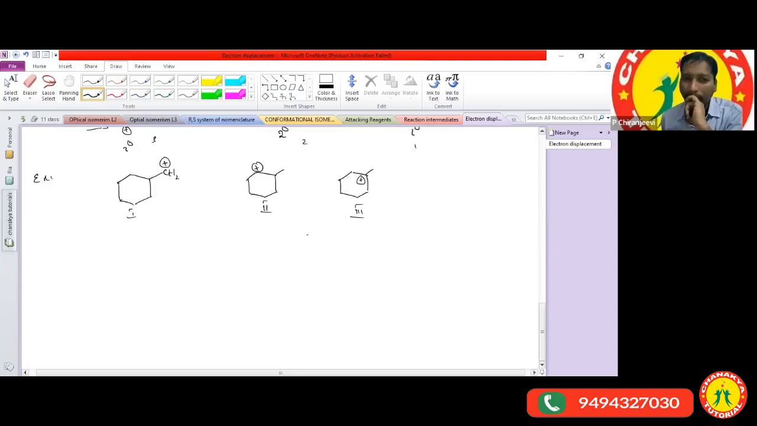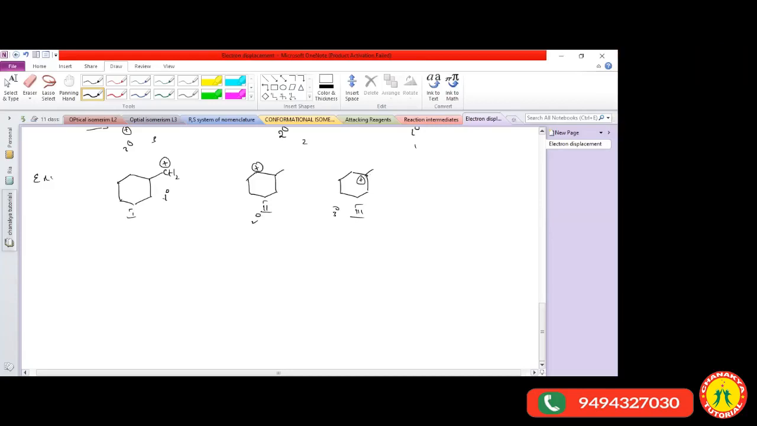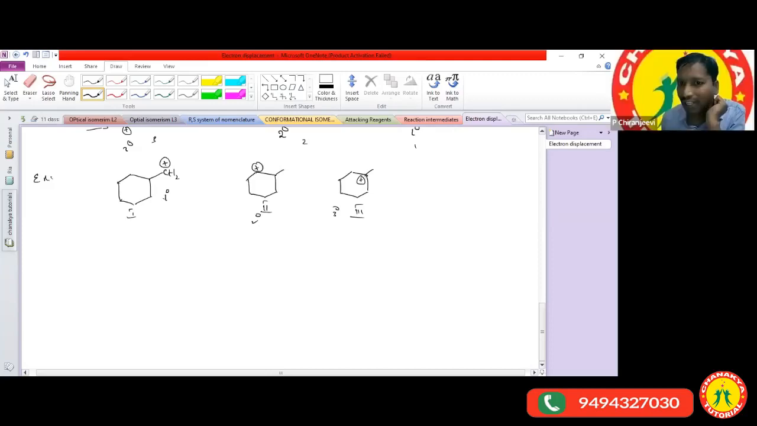First one is not the correct answer. First one is the primary carbocation. Second one is the secondary carbocation. Third one is the tertiary carbocation. Sir, how are you telling that? So how is the third one tertiary?